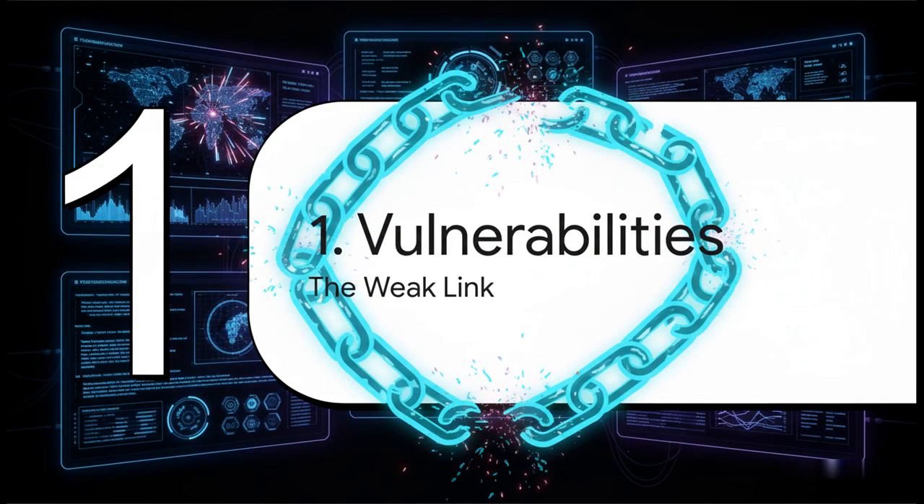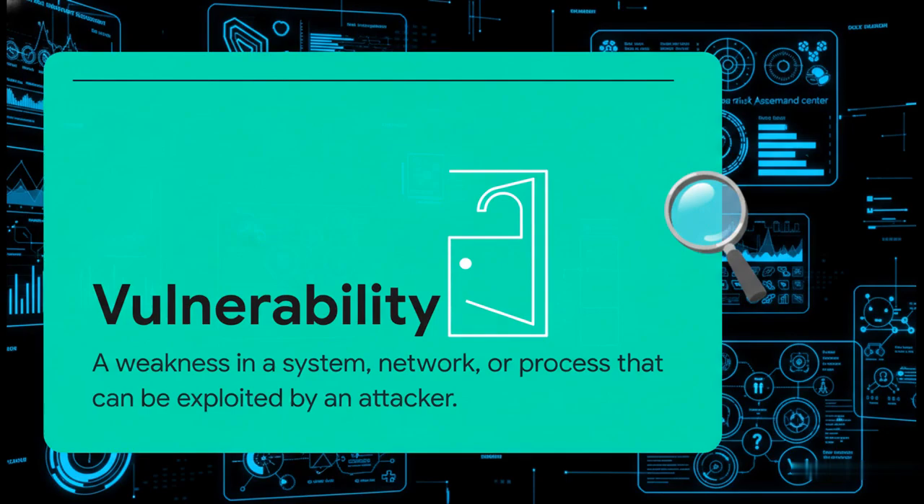Starting off with our first core pillar, Section 1, Understanding Vulnerabilities. We can really just think of this as the weak link in the chain. A vulnerability is, very simply, a weakness. It's a flaw in an information system, an application, a network, or even a human process. Now, what's kind of fascinating about this concept is how ordinary it actually is.